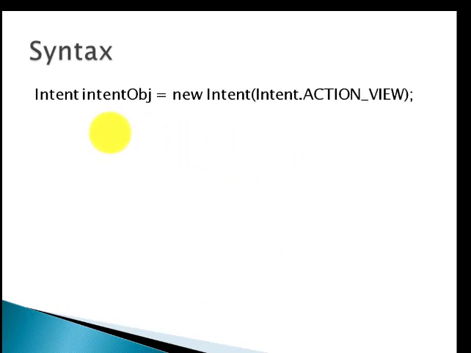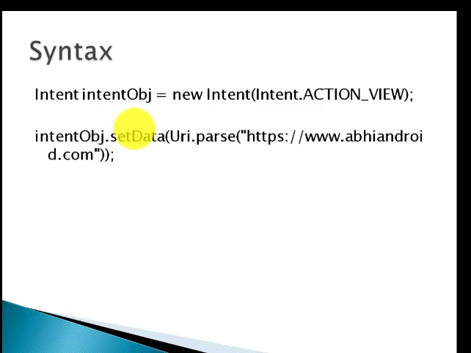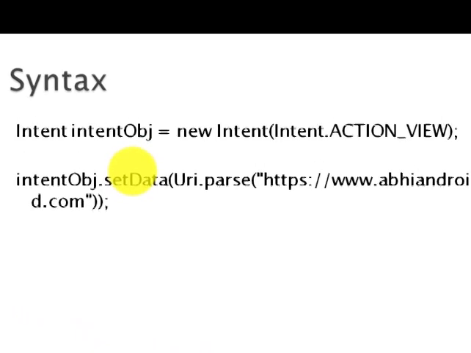The syntax is intent object equals to new Intent. In the bracket, do not write getApplicationContext, just write Intent.ACTION_VIEW, and this is the parameter used for implicit intent. Now we will call setData. intent object dot setData is a method of intent class. Uri, uniform resource identifier, dot parse, we are passing the website name as a parameter of parse.